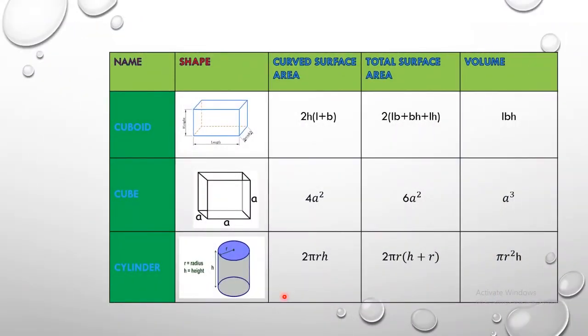We will go through the formulas once again. For cuboid, the curved surface area is 2h(l + b). Total surface area is 2(lb + bh + lh), and volume is length into breadth into height. Cube: curved surface area 4a square, total surface area 6a square, and volume a cube. Cylinder: curved surface area 2 pi rh, total surface area 2 pi r(h + r), volume pi r square h.